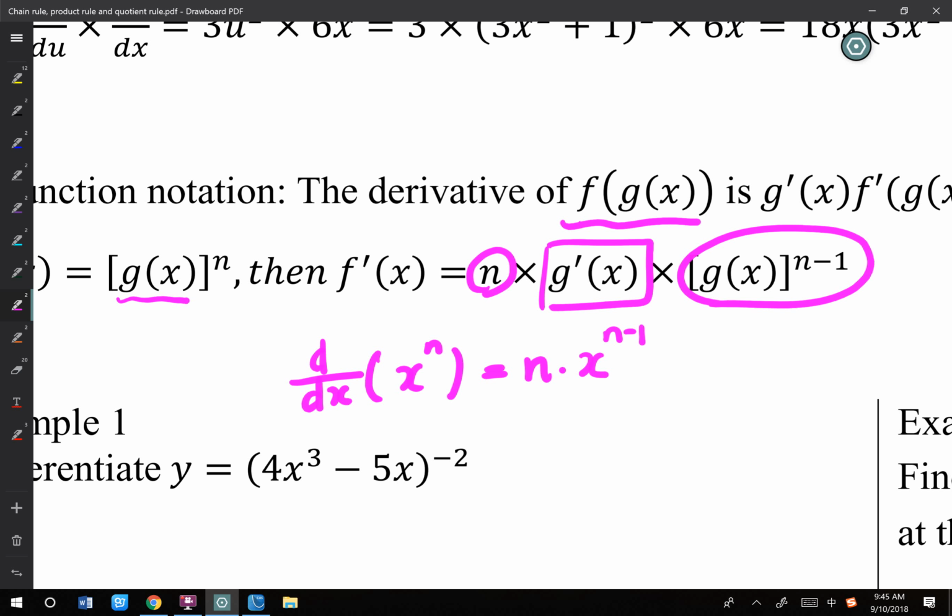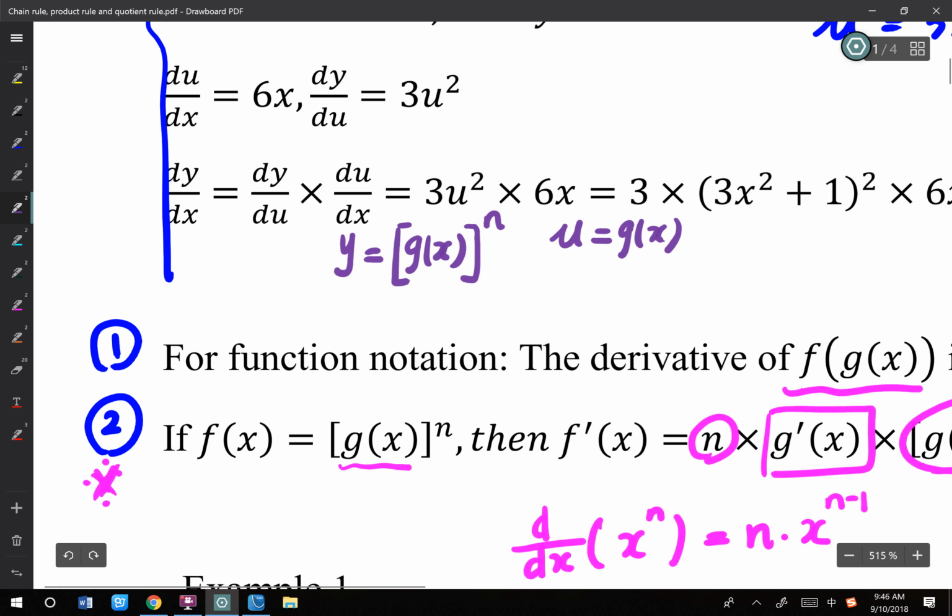For g(x) to the power of n, we derive the g(x). We just create one more step. This result comes from the chain rule as well. Why does it come from the chain rule? Let me show you here. If y equals g(x) to the power of n, I want to find dy/dx. I make u become g(x). Y will become u to the power of n.